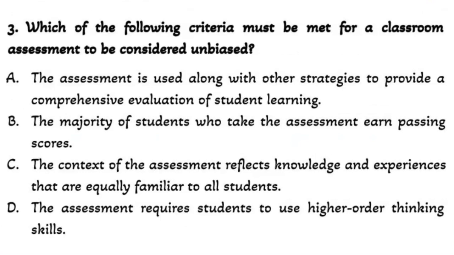3. Which of the following criteria must be met for a classroom assessment to be considered unbiased? A. The assessment is used along with other strategies to provide a comprehensive evaluation of student learning. B. The majority of students who take the assessment earn passing scores. C. The context of the assessment reflects knowledge and experiences that are equally familiar to all students. D. The assessment requires students to use higher-order thinking skills. The correct response is C.